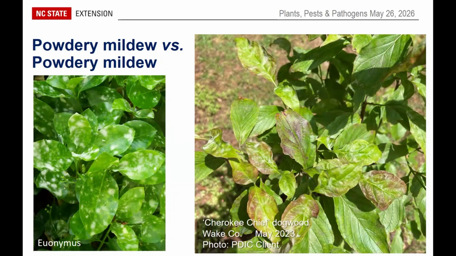Could be the big powdery patches like with the euonymus here on the left, or it might be subtler, maybe just almost a drought stress looking aspect to a leaf where you have to hold it up to the light at an angle and say, yeah, there's some powdery mildew on there. Dogwood is what I'm talking about, of course, where you may actually have a hard time seeing at certain stages the development of the fungus itself.